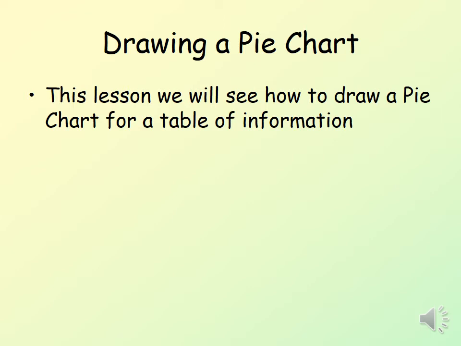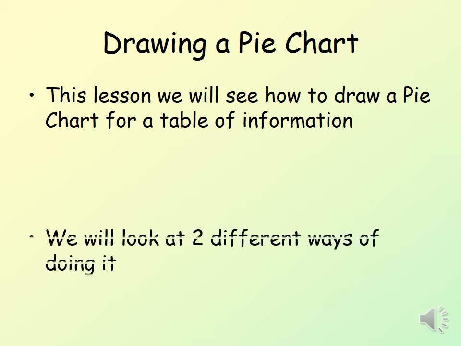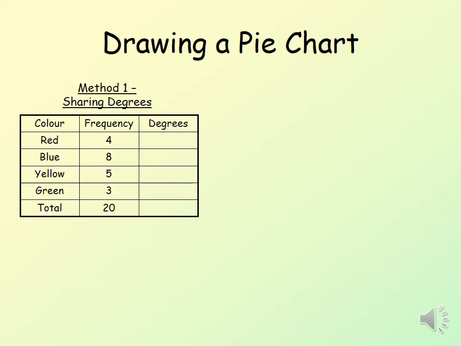Okay, so in this lesson we're going to see how to draw a pie chart from a table of information, and we're going to look at two different ways of doing it. Here we have a set of information where people were asked about their favorite color: red, blue, yellow or green. 20 people were asked, and those are the results.